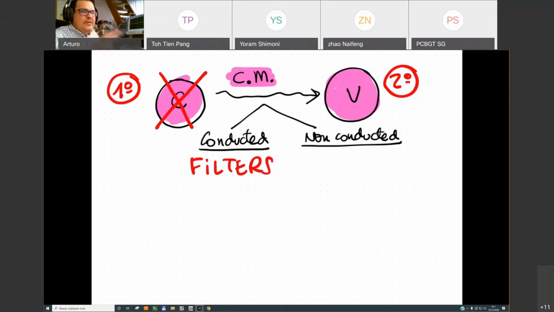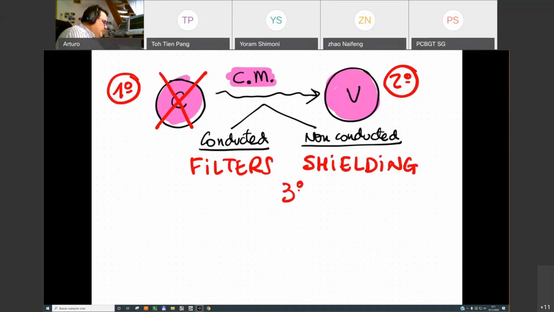When we have a problem that is non-conducted, typically the solution is shielding. But remember, these solutions are the third solution you need to try. The first solution to try is to kill the culprit. The second solution is to increase the immunity of the victim. And finally, if you cannot do that, you can introduce filters or you can introduce shielding.